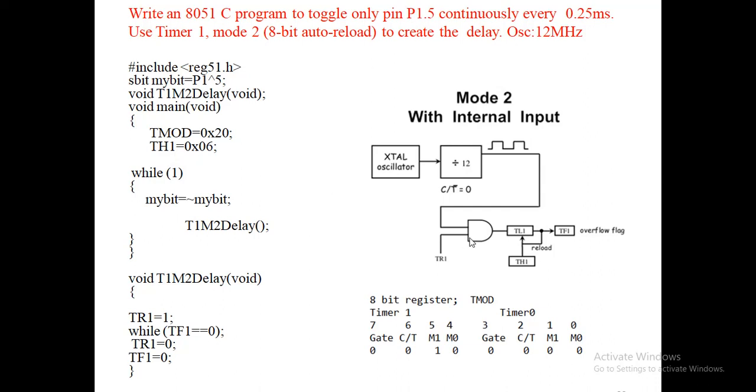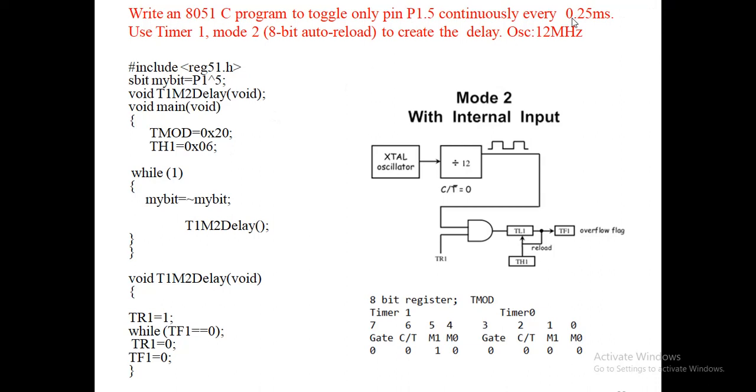But in this case, because it is auto reload, whatever you loaded in the TH1 will automatically load into the TL1. Once it reaches FF and the overflow flag is 1, again this TH1 is loaded into TL1. So once I initialize over here, TMOD is equal to 0x20 because of timer 1 mode 2. TH1 is the delay.